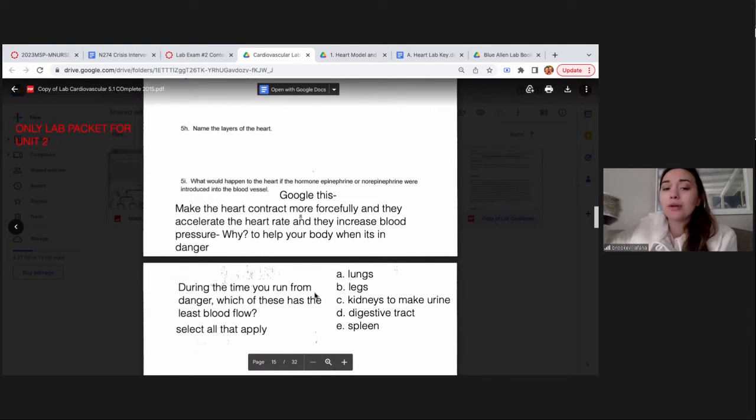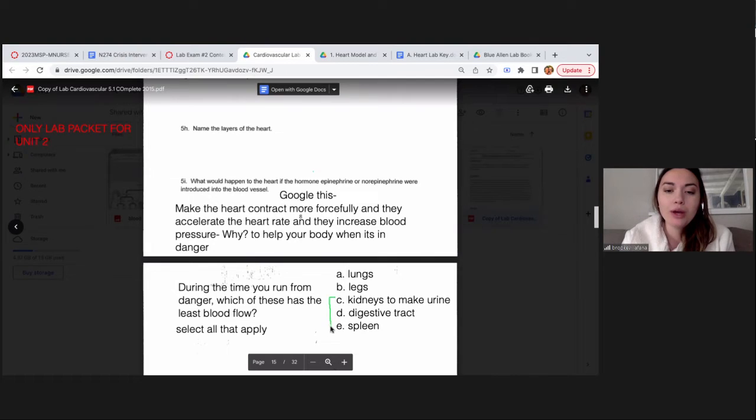Remember, if it's select all that apply, that means you can choose multiple options. Good. All right, so everybody's getting it. That's correct. So C, D, and E.